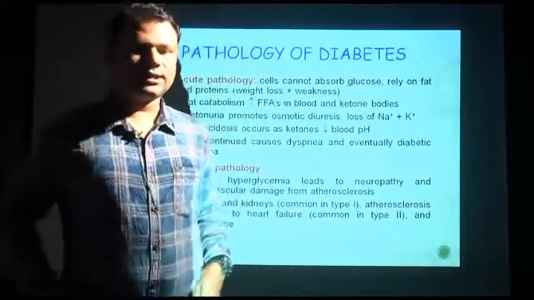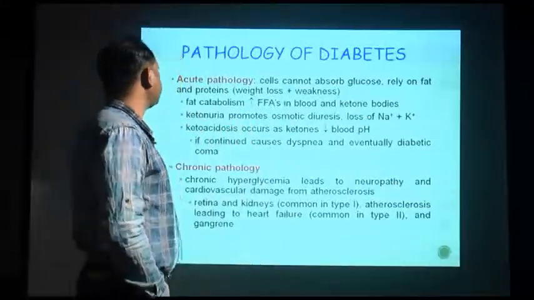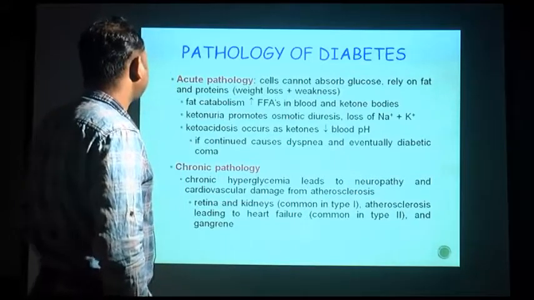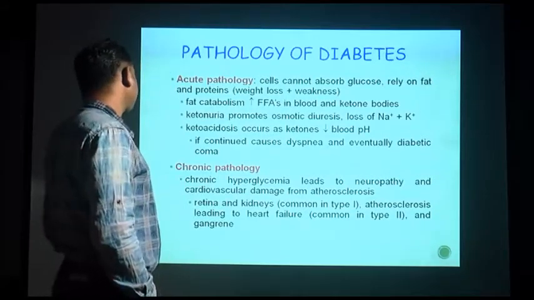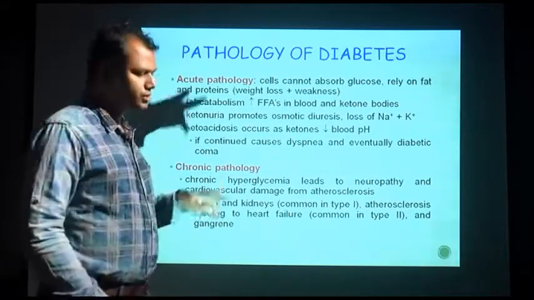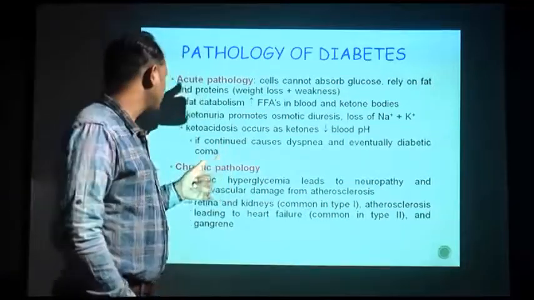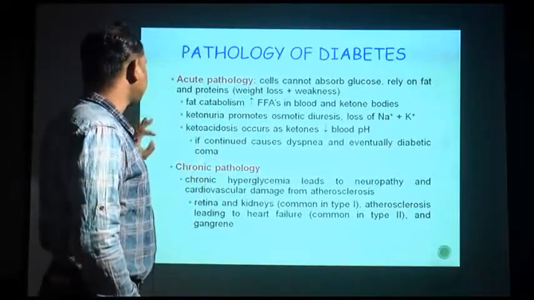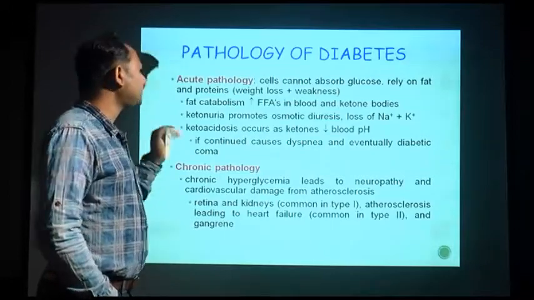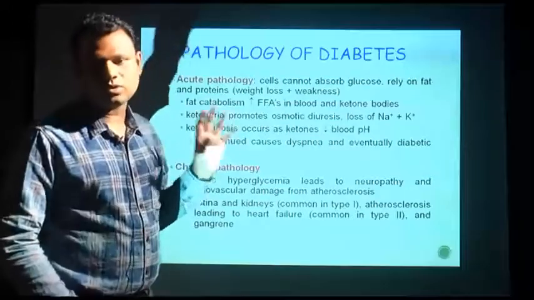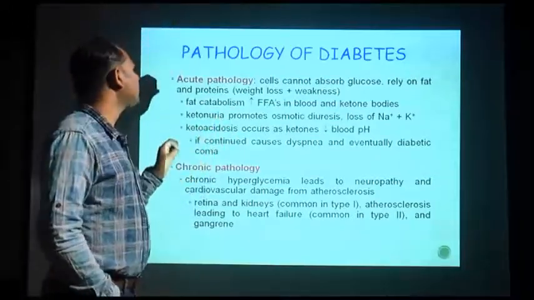So, next is the pathophysiology, or pathology, of diabetes. Let us see, it has two pathologies, one is acute, one is chronic. Let us first see acute pathology. Number one is that the cells cannot absorb glucose.